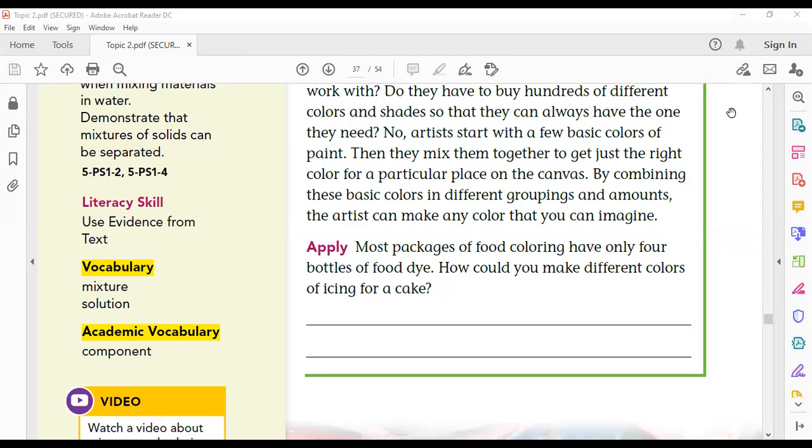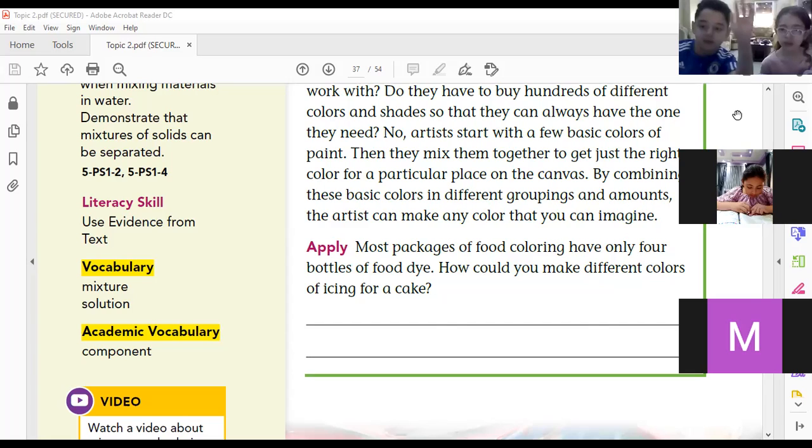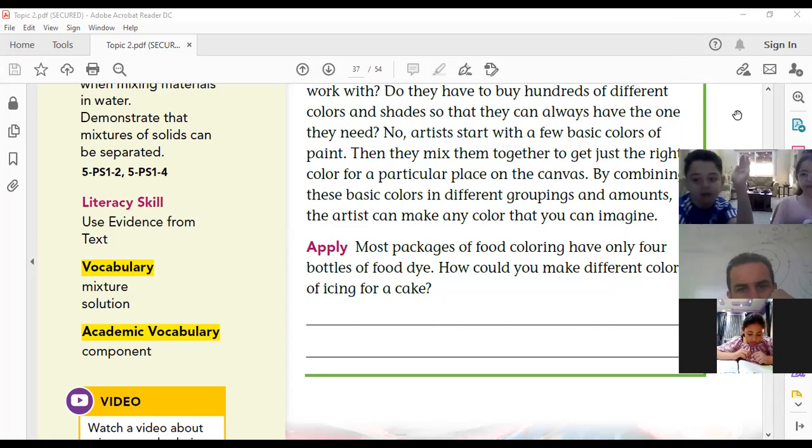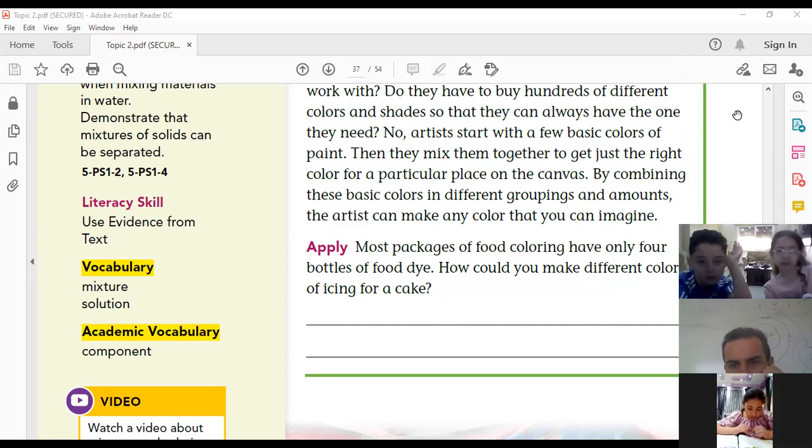Most packages of food coloring have only 4 bottles of food dye. They have only 4 bottles. How could you make different colors for icing of a cake? Wait a little. Please raise your hand. Mix them together. Okay, Hassan, you can answer.